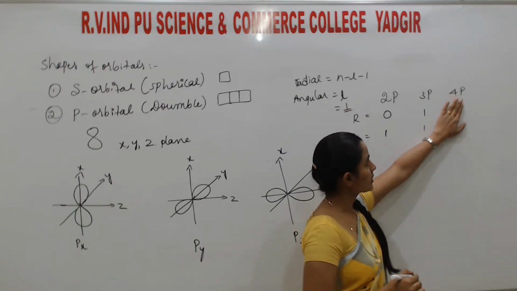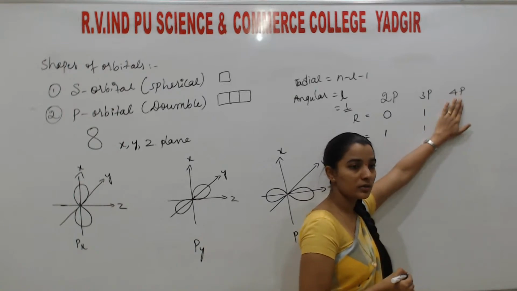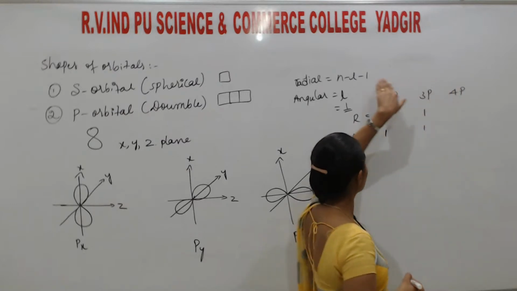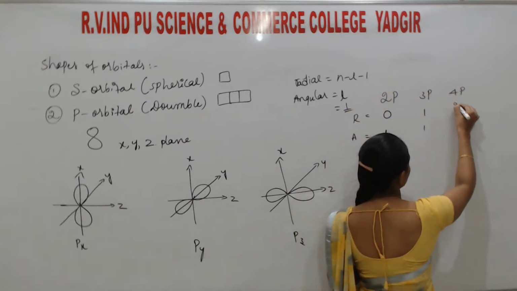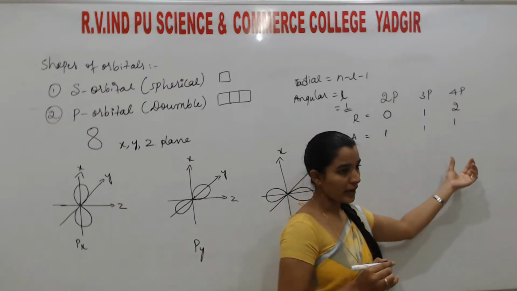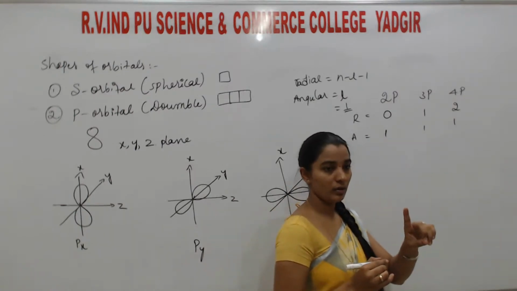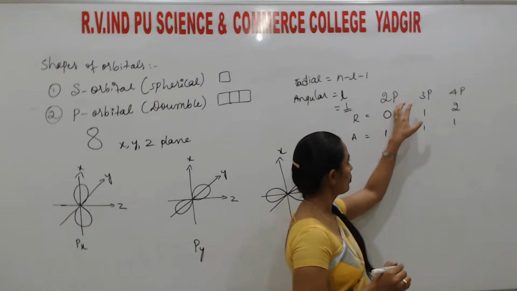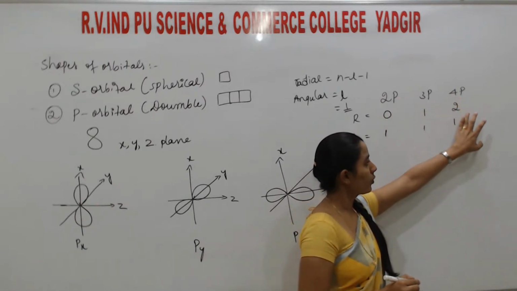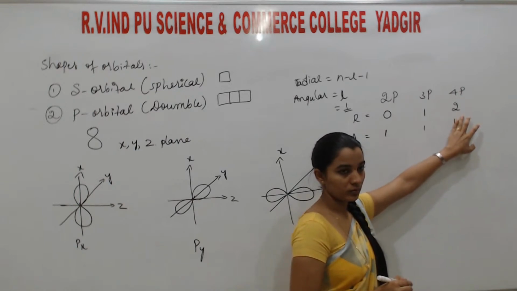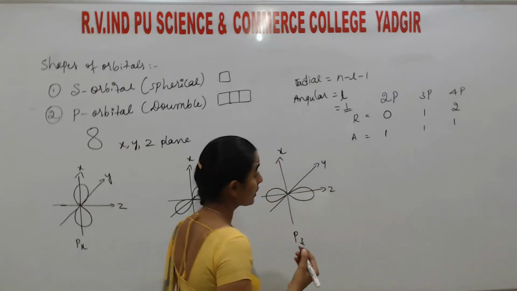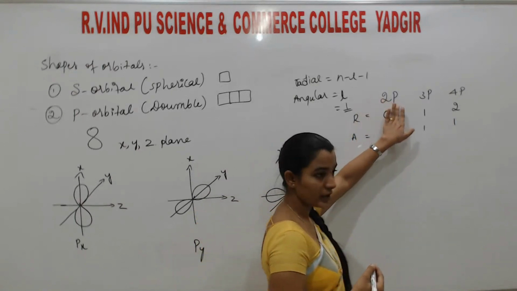Okay? And the next, 4p: N value is 4, L value is 1. According to this formula, it is 2. So in all the cases the angular node present is 1, but the radial node for 2p is 0, for 3p is 1, and for 4p is 2. Understood?